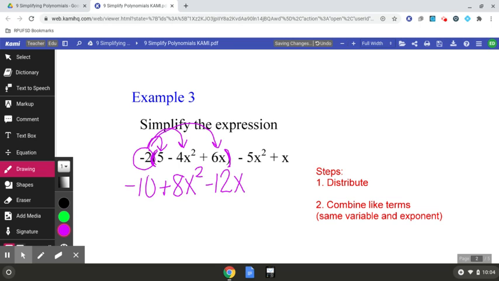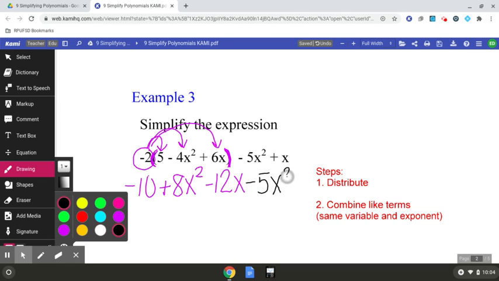And notice that's where my parenthesis stops after that 6x. So I no longer am going to distribute. The rest of this problem, the negative 5x squared and the plus x, I'm just bringing that down. I'm not changing any part of that, right? Those are what they are. I didn't have to distribute to them, so I just bring them down.